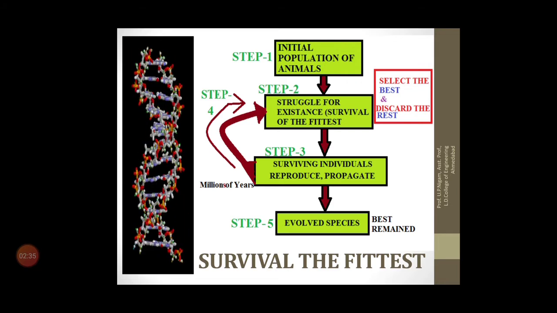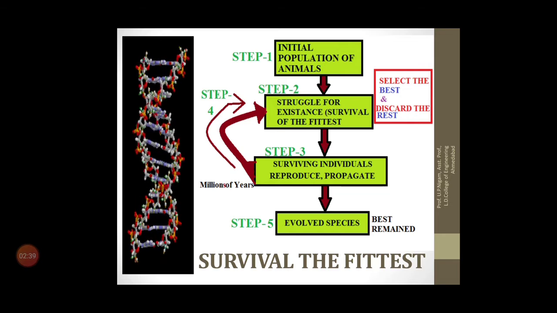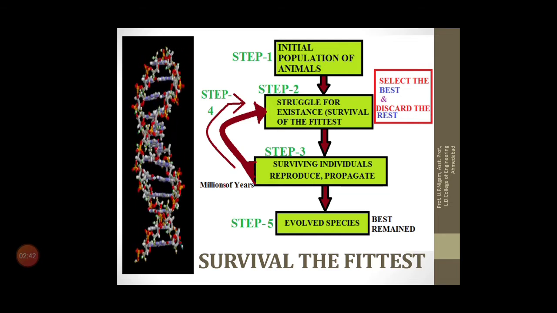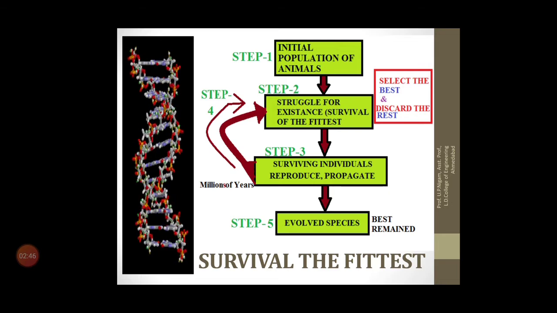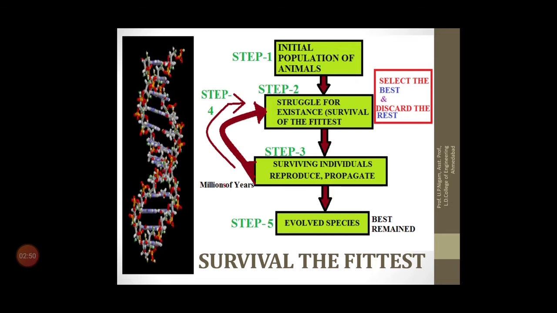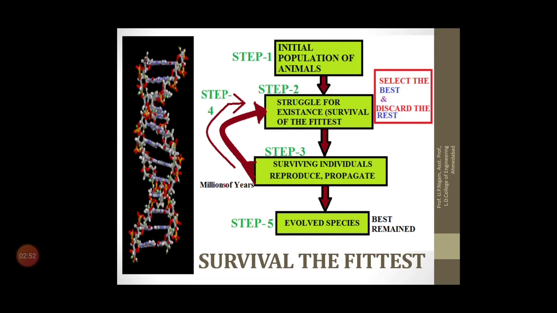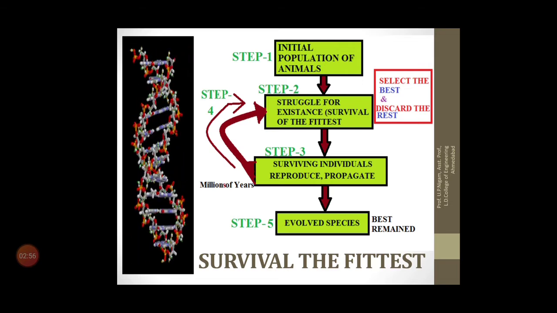So the same theory is being applied in the genetic algorithm as well. There are basic 5 steps. You can see over here how the animals have evolved, how the species have evolved, and how the theory of survival of the fittest applies. So it is being shown here.